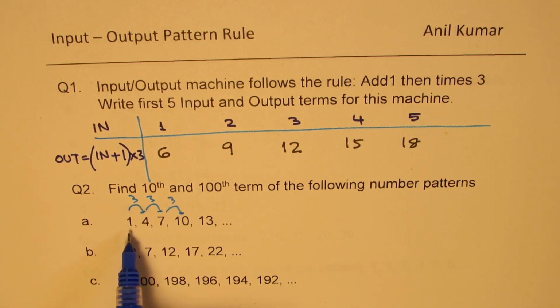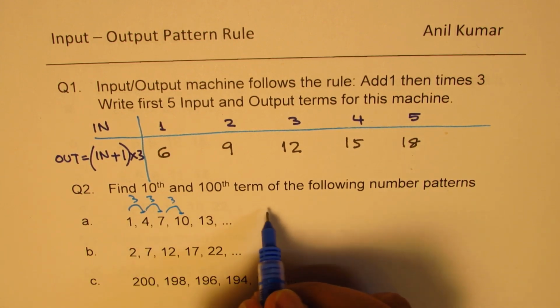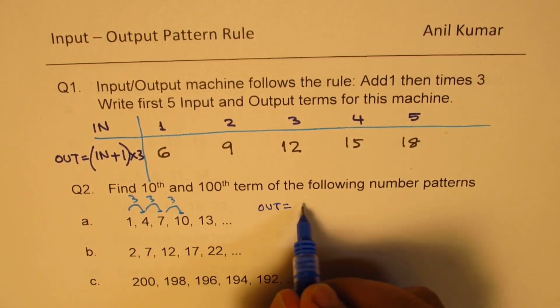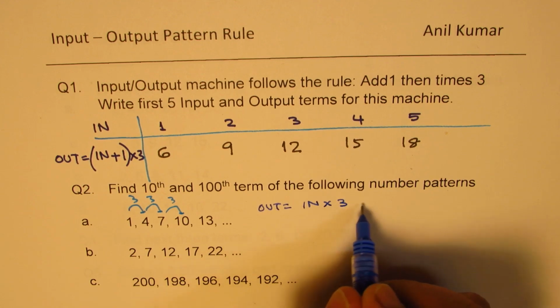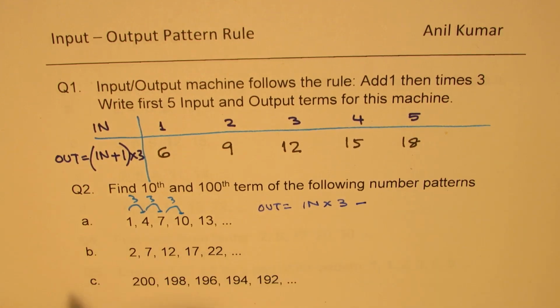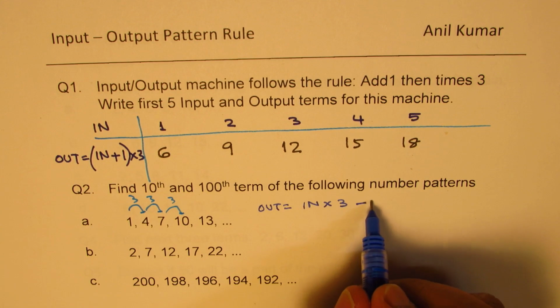What is 3 times 1? 3 times 1 is 3. How do I get 1? Minus 2. So output should be equal to input times 3, and then because it is just 1, we have to take away 2, right?